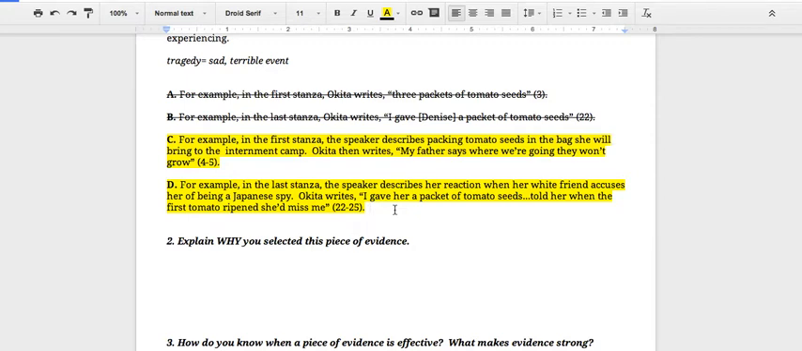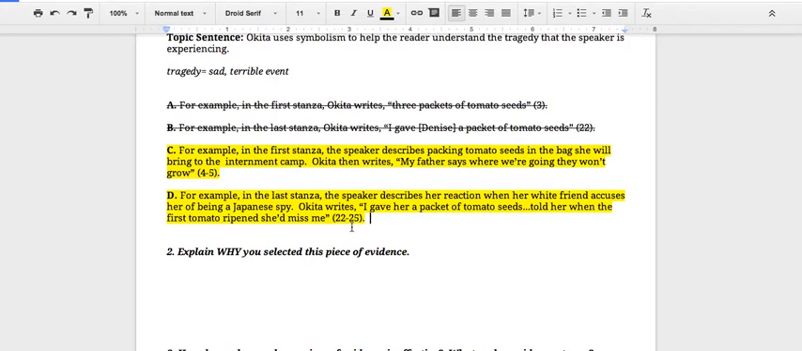In this handout, both C and D are possible answers. Both of them include a symbol, the tomato seeds, and both tie into tragedy. For C, the tragedy is being forced to go to the internment camp. For D, the tragedy is that the speaker's friend no longer trusts her and is believing the racist attitudes that are going on in the society at the time. Either C or D works. Make sure in your own paragraphs that you select quotes that prove your topic sentence and that you give enough context for these quotes so that we as readers can understand them.